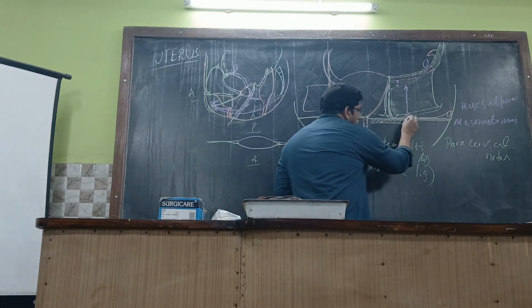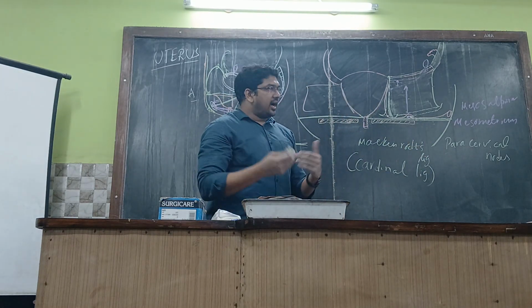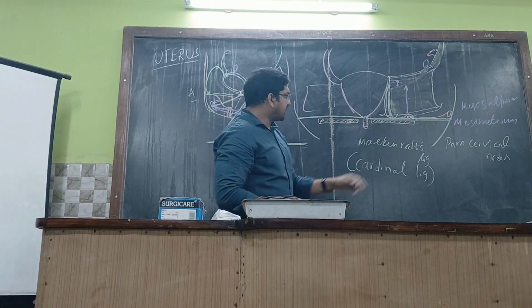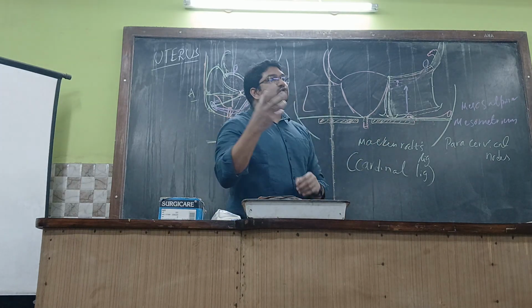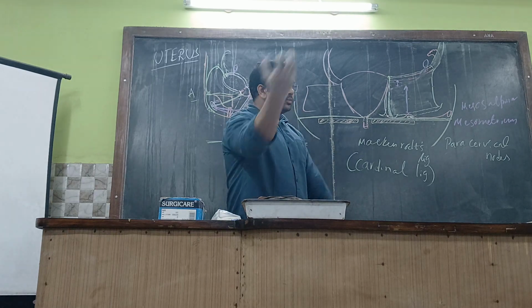Exactly, the ureter will be compressed over here. Again, there will be an obstruction to the ureter that leads to hydronephrosis. For example, during hysterectomy. Hysterectomy means removal of the uterus.